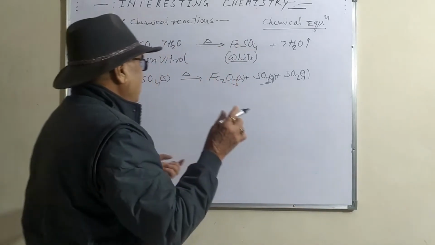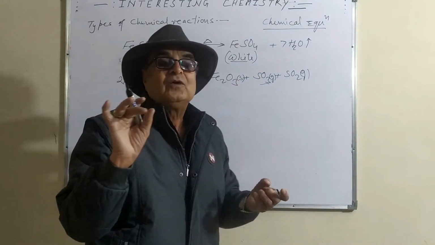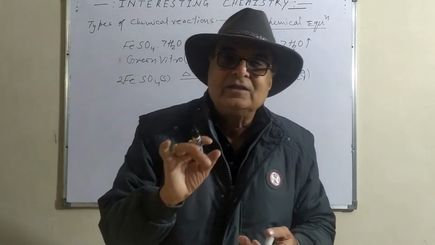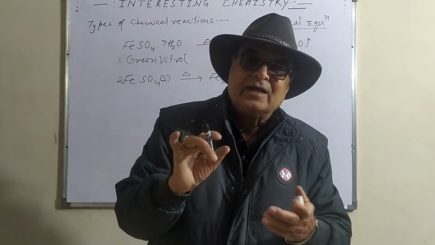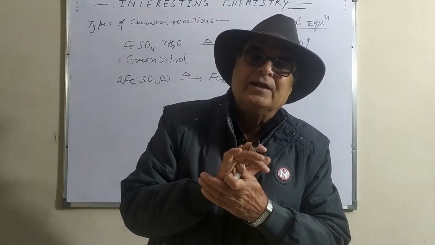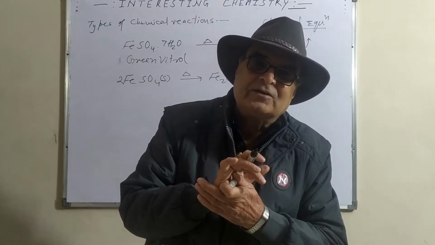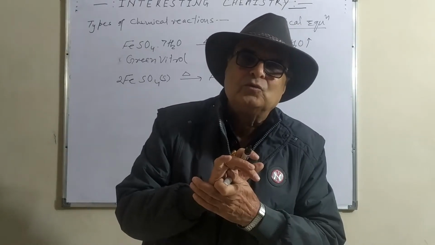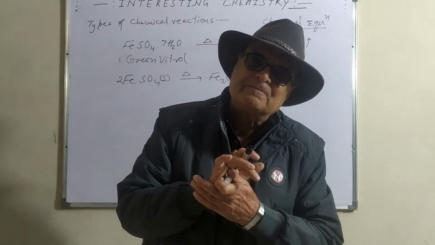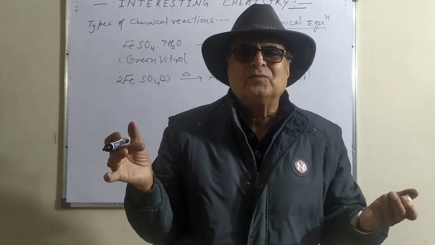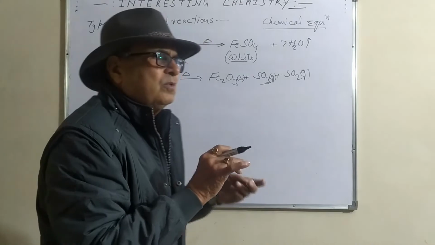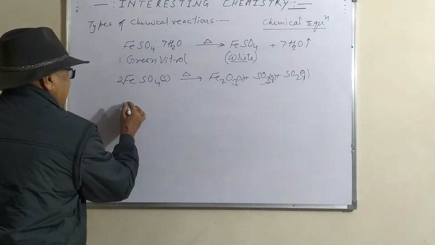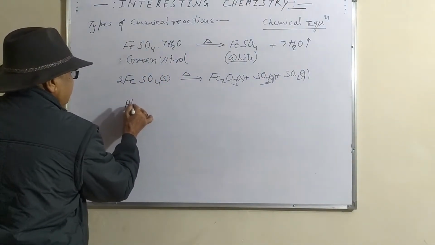So first of all, when you try to write a chemical equation, I told you, the name of lead nitrate, so you should know the formula of lead nitrate. Without knowing the formula of lead nitrate, you can't write the chemical equation. So first learn the formula. What is lead nitrate? This is lead nitrate.